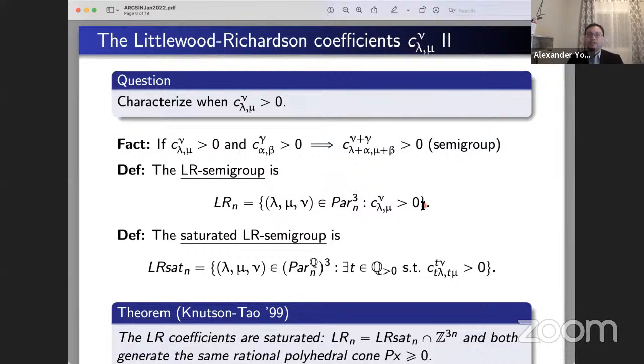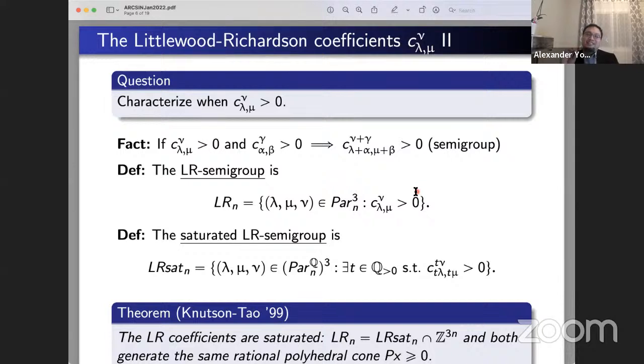Does that make sense? Are there any questions so far? Okay, I hope it's understandable thus far. We have these tensor product multiplicities and we have this semigroup, and it's worthwhile to think about it.